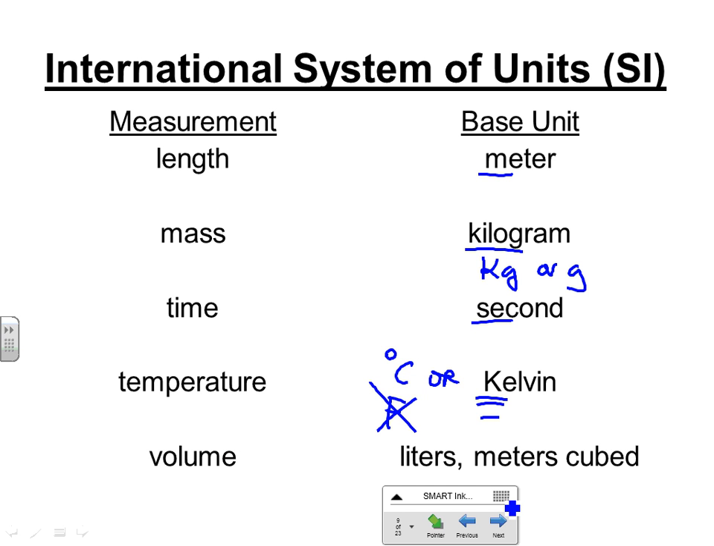Last one, volume. There are multiple units you can use here. You can use liters, or meters cubed, which is related to the liter. It's just a derived unit because you have to multiply the meter times itself 3 times.